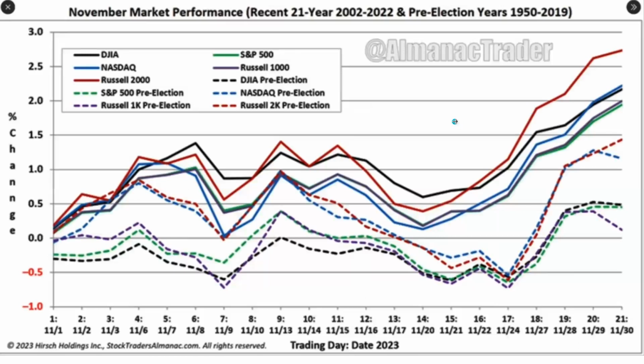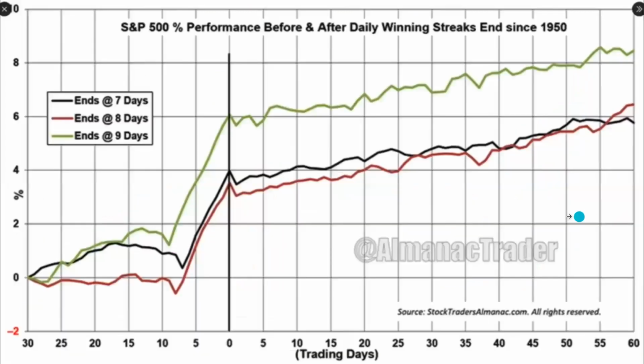Another thing is seasonality, right? This is November pre-election year seasonality. There's different election year cycles, right? We're in that pre-election year cycle. The dotted lines are the ones you want to pay attention to. And look at the end of November. The end of November is very, very strong via that pre-election seasonality, okay?